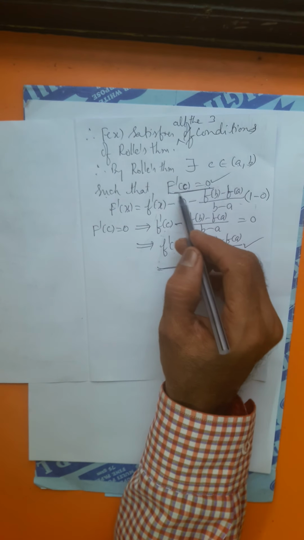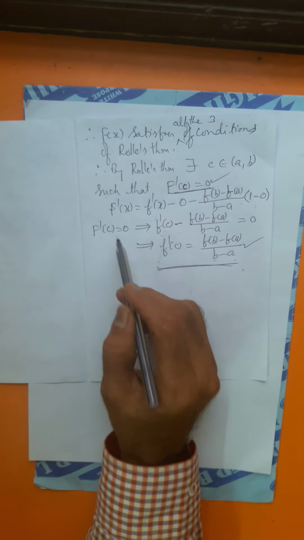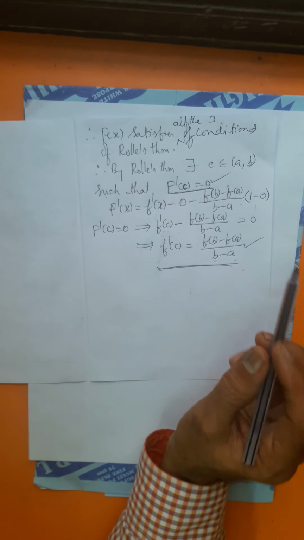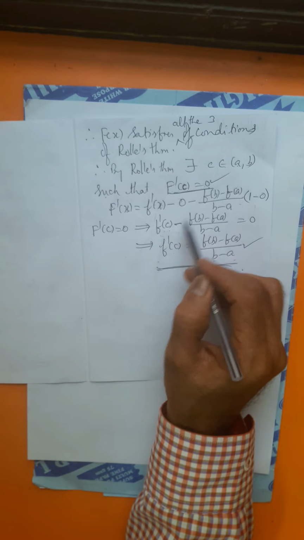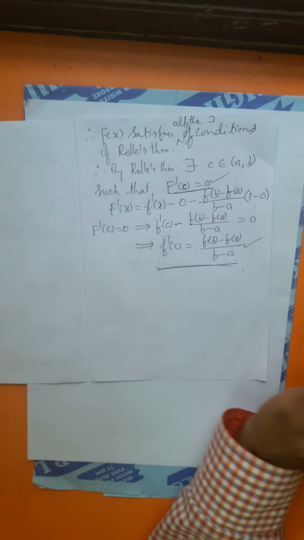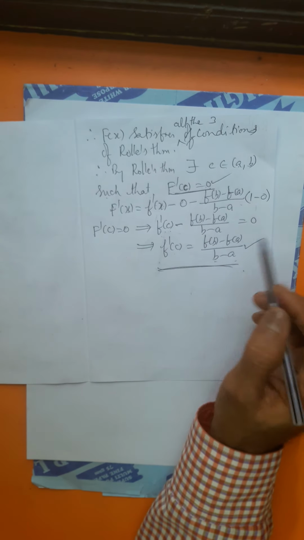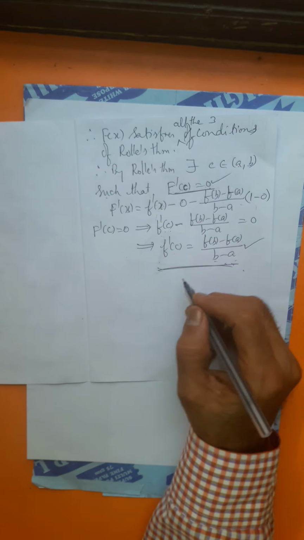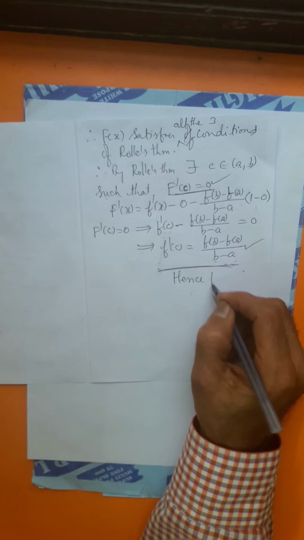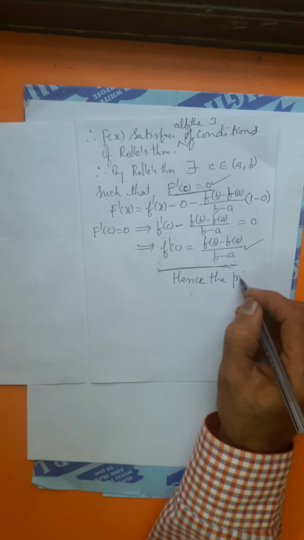What is the conclusion you have drawn? Capital F dash C is 0. Capital F dash C is 0 implies its value is this much: small f dash C minus this equals 0. Take this term to the RHS. This is the conclusion we wanted to draw. So we are proving the theorem. Hence the proof. Mean value theorem is proved.